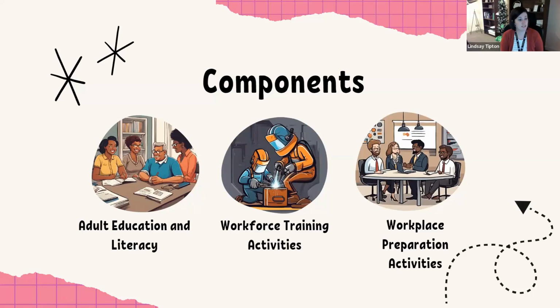The second piece is the workforce training activities. So that is the industry recognized credential that people are training for. And then the third piece is the workplace preparation activities. And that is the soft skills or the durable skills or essential skills, or they seem to come up with a new name for all those skills all the time. But whatever skills that are helping our students to be prepared to enter the workplace.